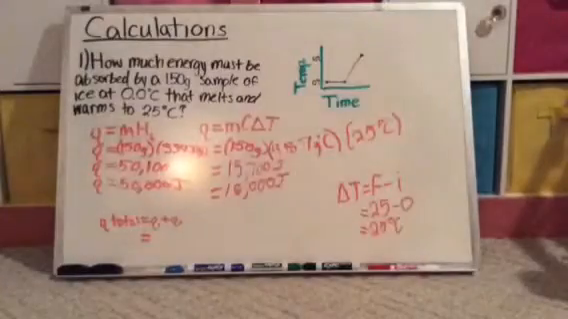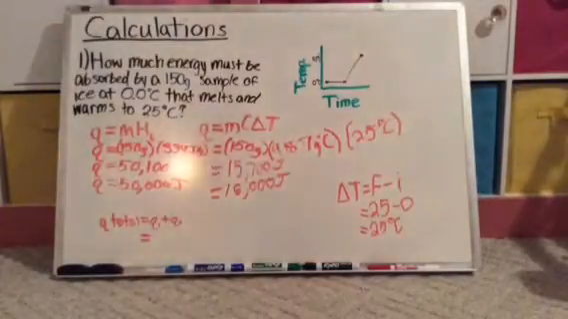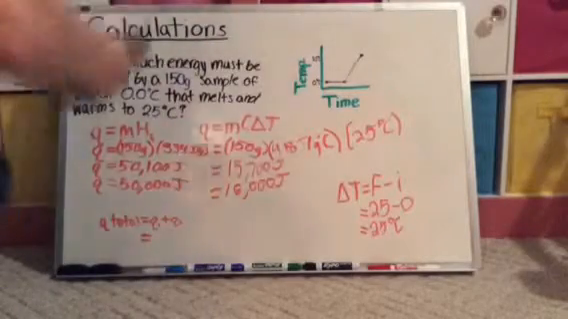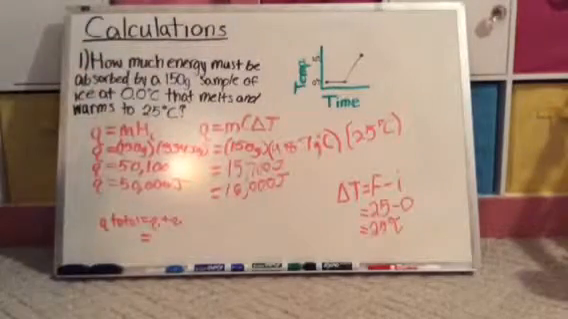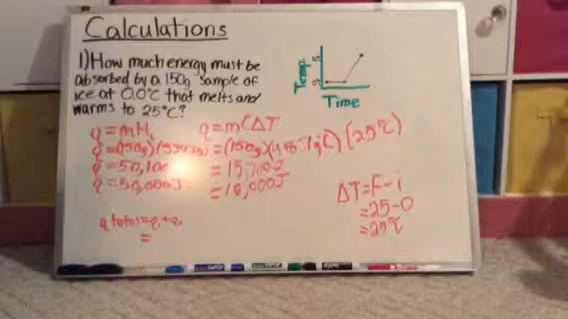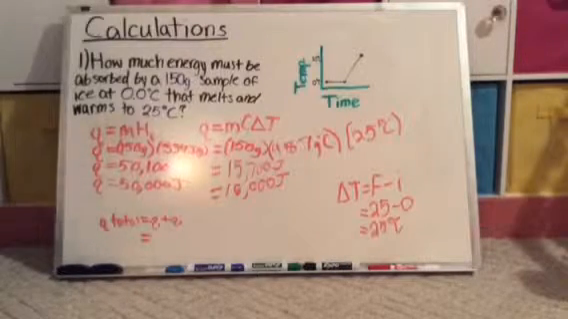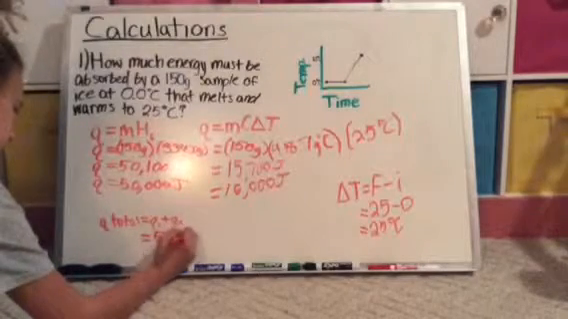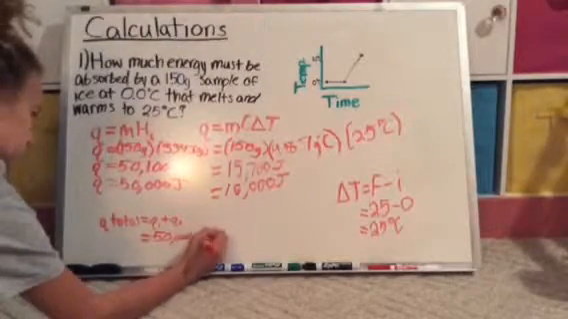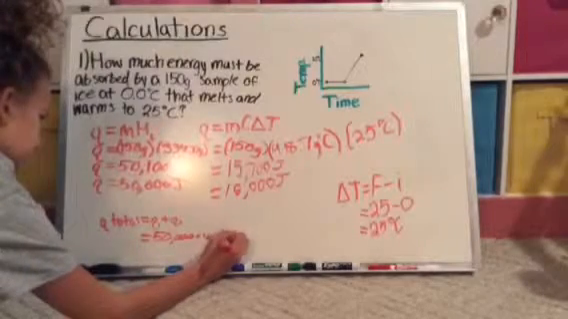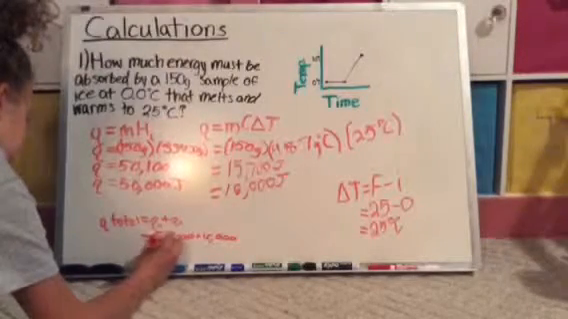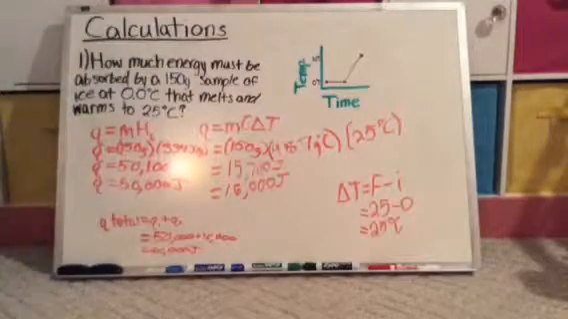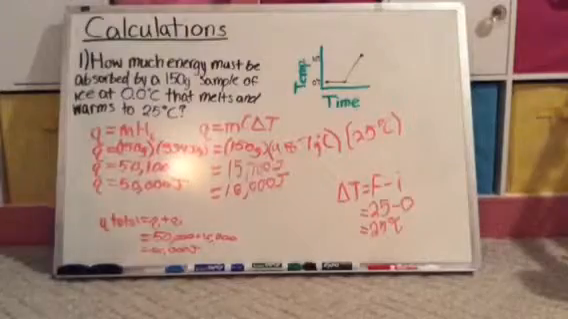And then we would have to add up our 50,000 with our 16,000, which would then give us 66,000 joules. And this is our first problem.